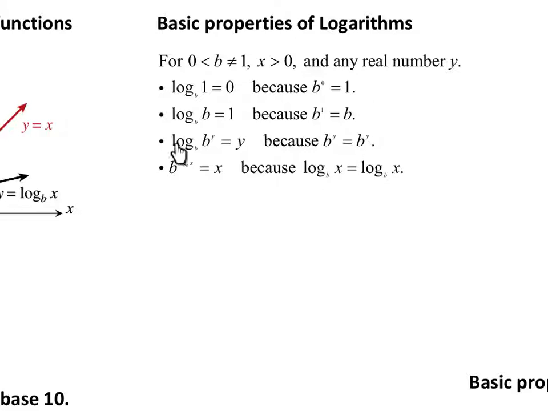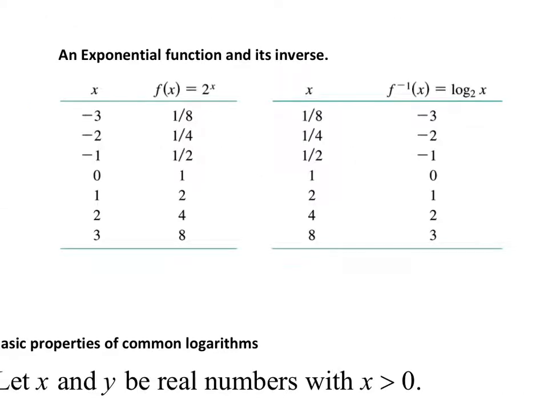So if I had log base 10 of 10 squared, it's 2. And b to the log base b of x equals x, because they're inverses, so they undo each other. Okay? So these are properties we need to know.